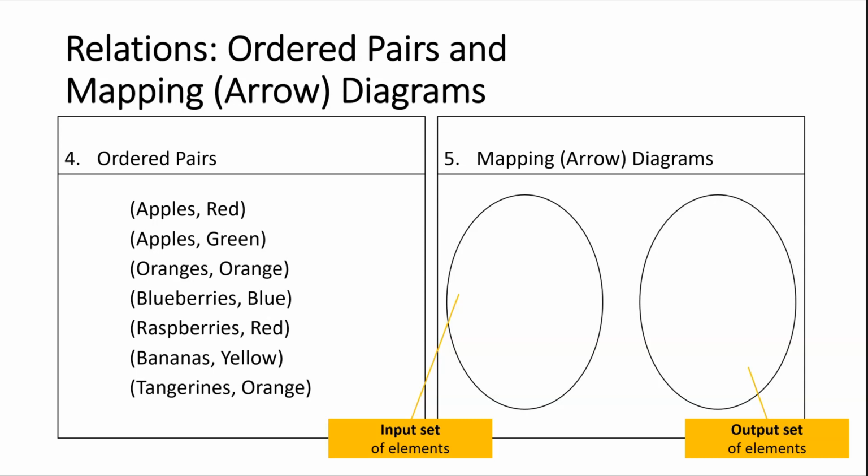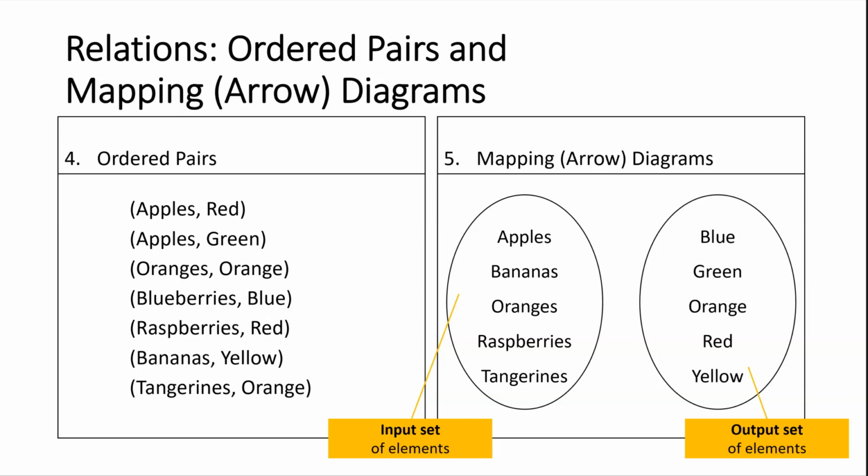Now, if you were dealing just with numbers instead of words, we would order the numbers from least to greatest. So let's see how that would look. In our case, we'll put all the fruit on the left side. So we have apples, bananas, oranges, raspberries, tangerines. On the right side, we have our colors. And you'll see how we reordered it all to be in alphabetical order. Now all we do is draw arrows from the input set to the output set.